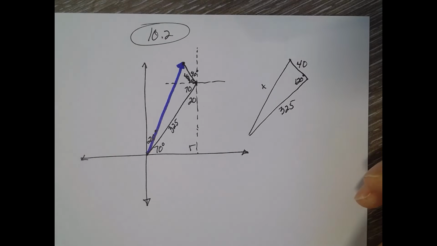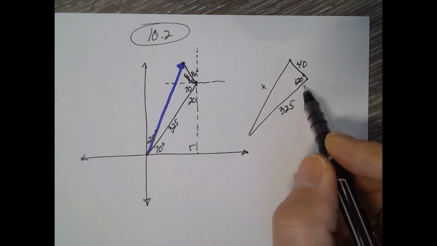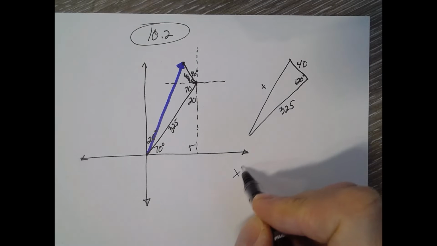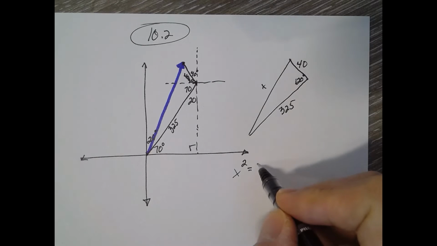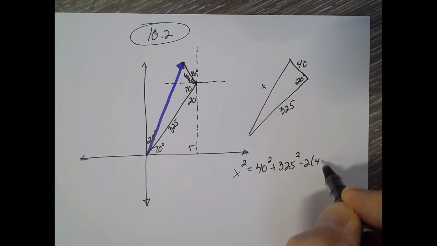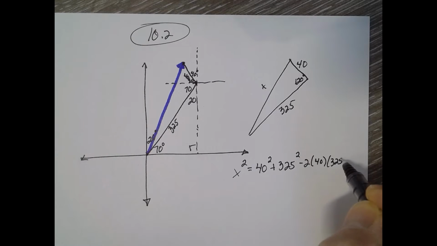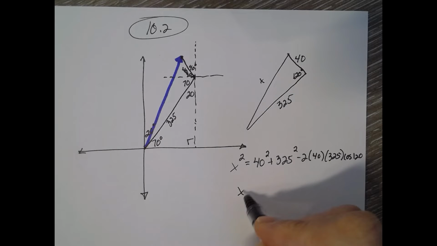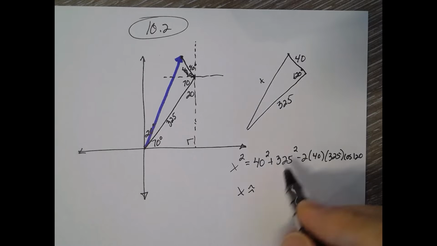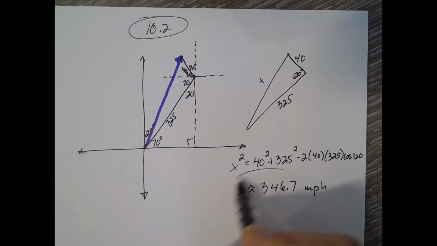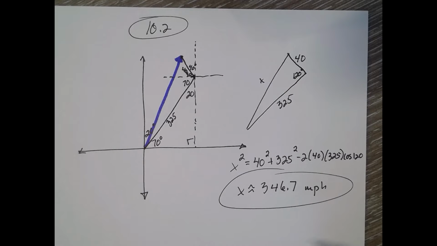That's law of cosines. Law of cosines says the side opposite the angle in the middle, squared, is equal to the other two sides squared and added together, minus 2 times the one side times the other side times the cosine of the angle, 120 degrees. Alright, so that will give us a number. We'll take the square root of it, plug it all into our calculator, and should get 346.7 miles per hour. So we know how fast the plane is traveling. That's how long that blue vector is.